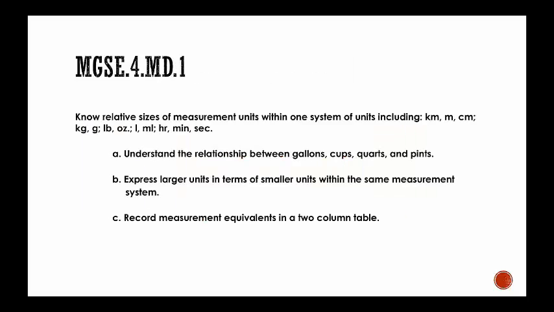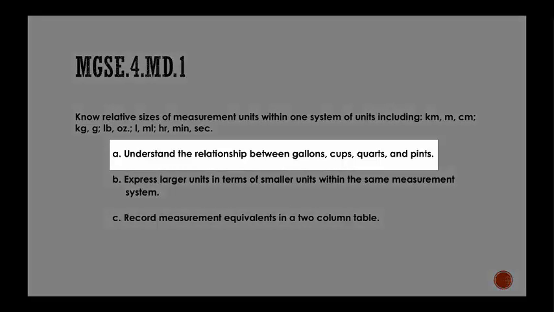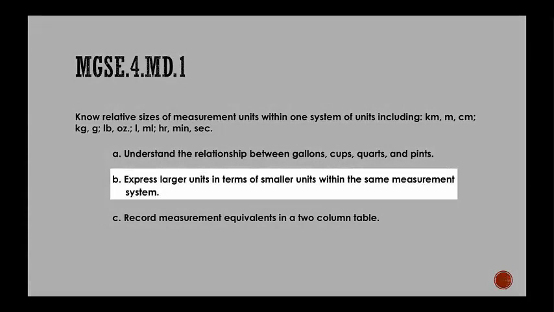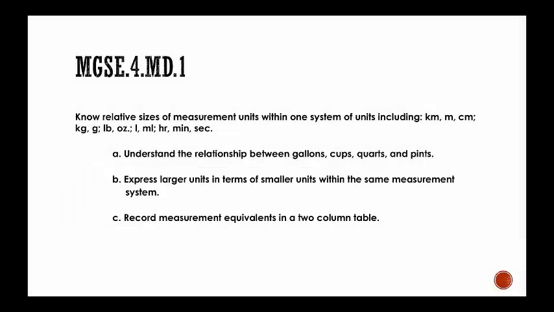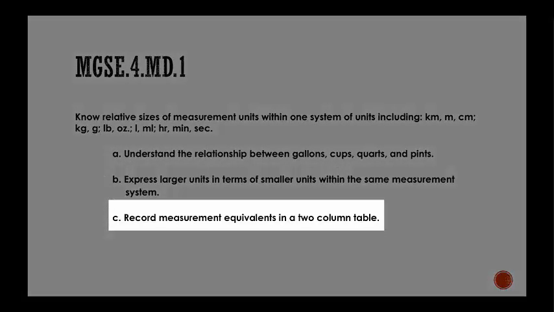Standard 4MD1 focuses on knowing the relative sizes of measurement units within one system of units. And then we have our 3 substandards. Substandard A, understand the relationship between gallons, cups, quarts, and pints. Substandard B, express larger units in terms of smaller units, but within the same measurement system. And Substandard C, using a 2-column table to record measurement equivalents.